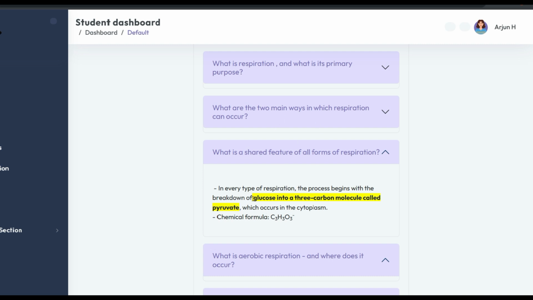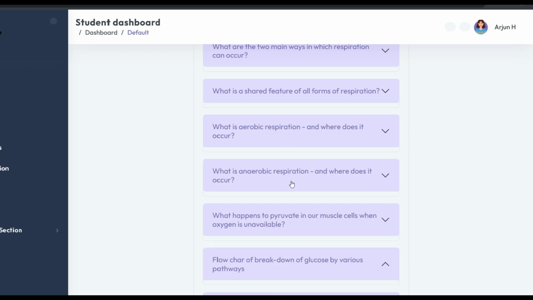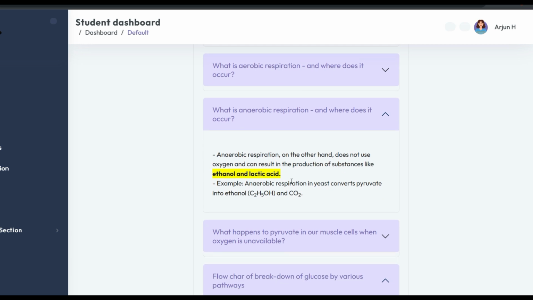Herein, glucose will be converted to pyruvate. And this is the generic formula of pyruvates. So specific to aerobic respiration, we have this happening in the presence of oxygen. Basically, it uses oxygen. It uses oxygen and occurs in mitochondria. So example is basically us doing it. So the end product is carbon dioxide and water. While in anaerobic respiration, it does not use oxygen. It results in production of substances like ethanol and lactic acid. Okay, so example is yeast.